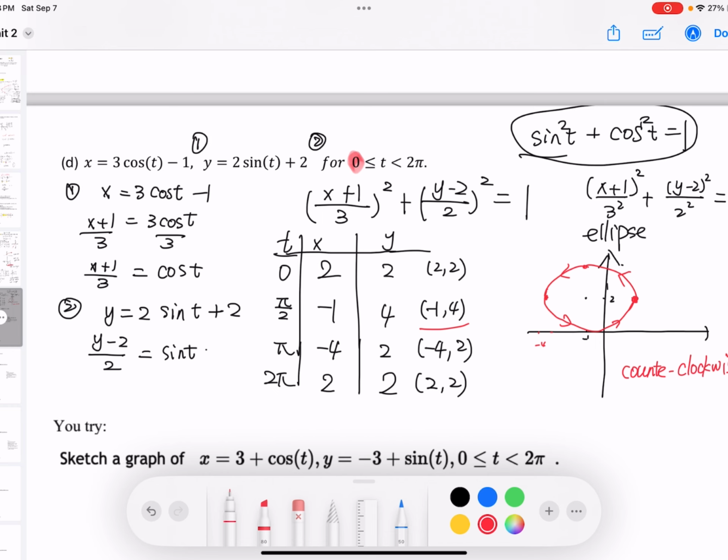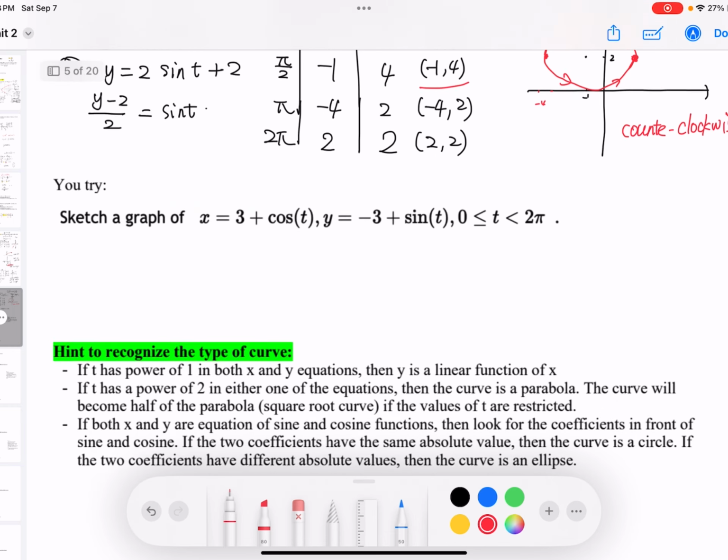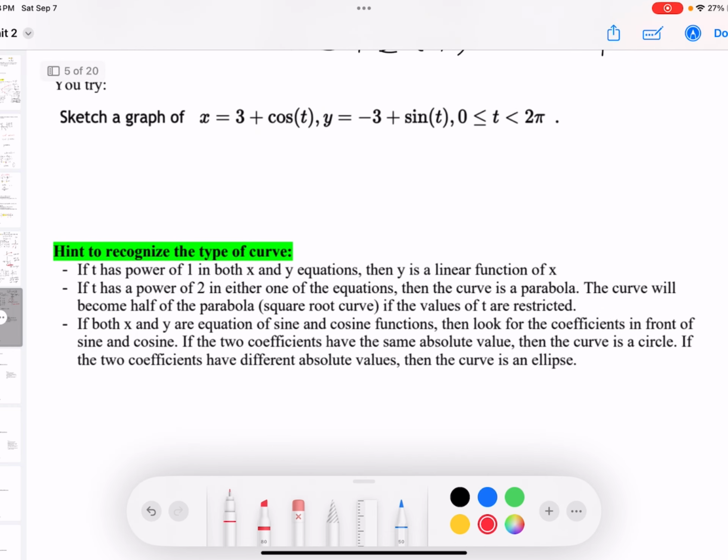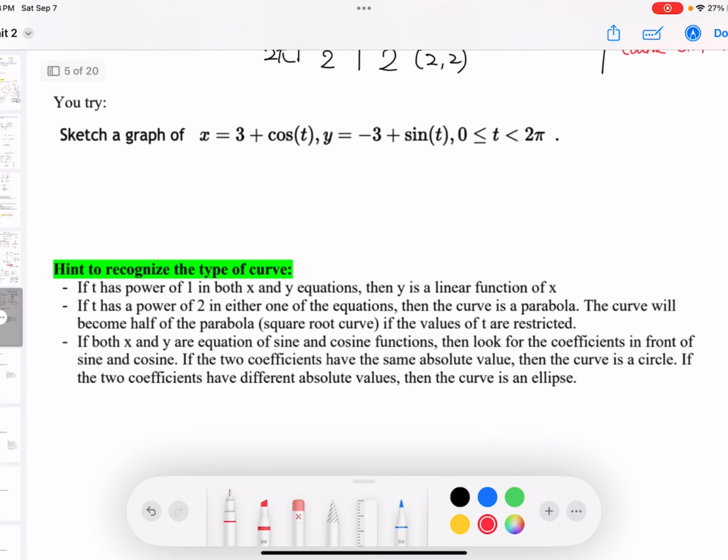All right. Let's see the next example. I will let you try, but I will also show you how to do it. Okay, first I identify the cosine and the sine. That means maybe it is also a circle or ellipse. And then, let's prove what is the shape of my parametric function.